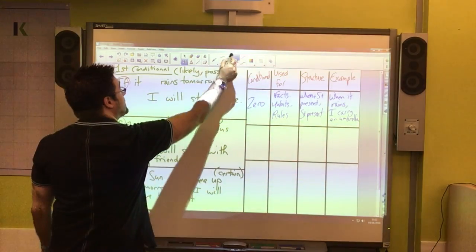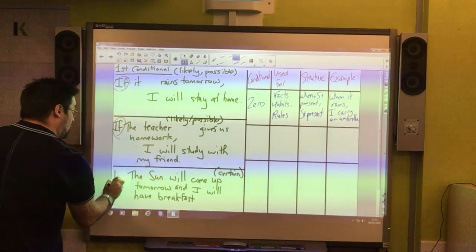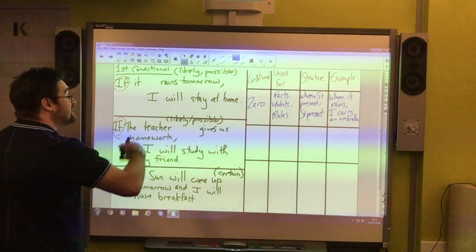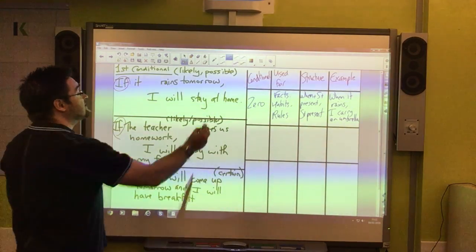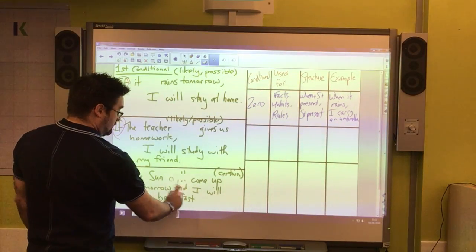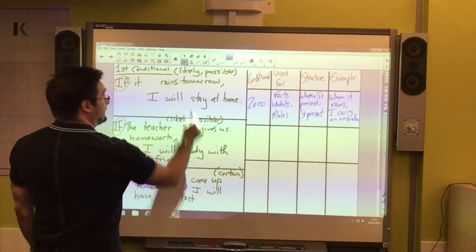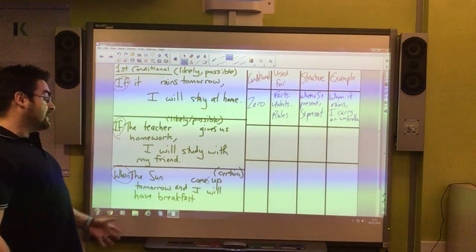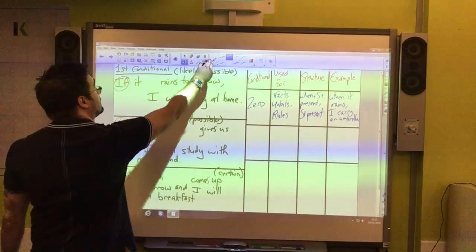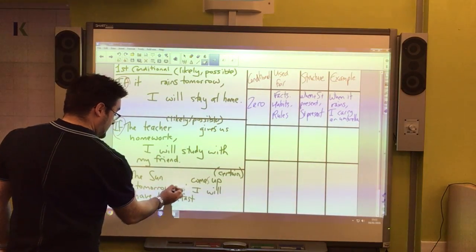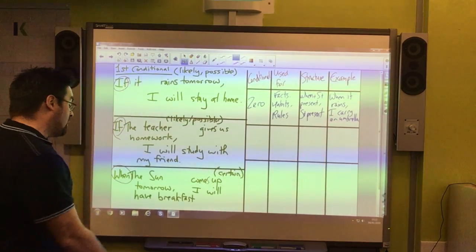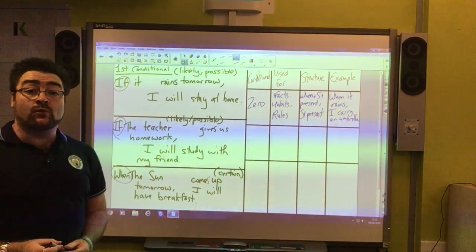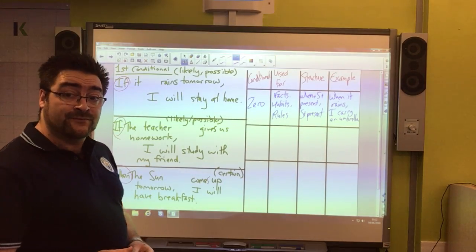So in this case, we don't add the word if, we add the word when, because we know that this is going to happen in the future. So when the sun, remove the will, add the S. When the sun comes up tomorrow, remove the and replace with a comma. When the sun comes up tomorrow, I will have breakfast.